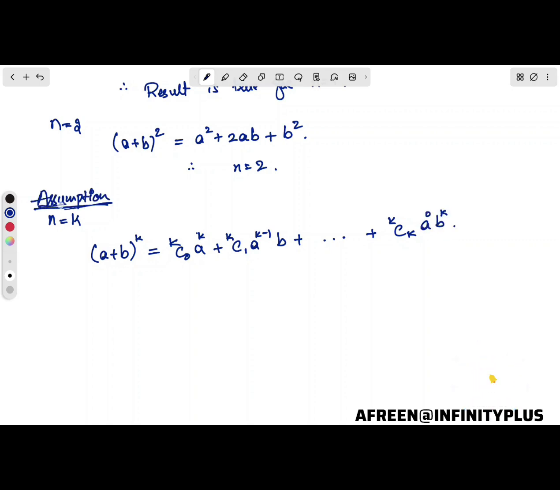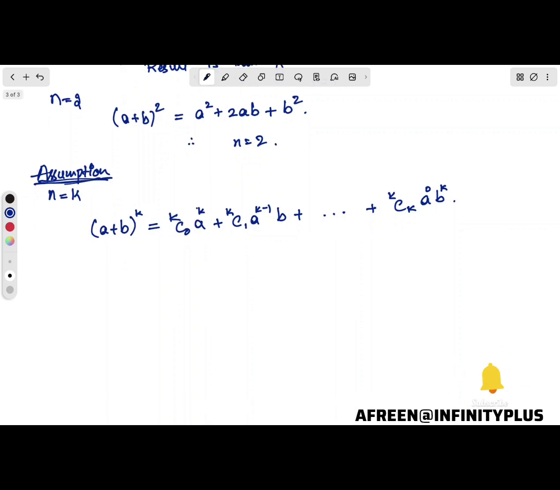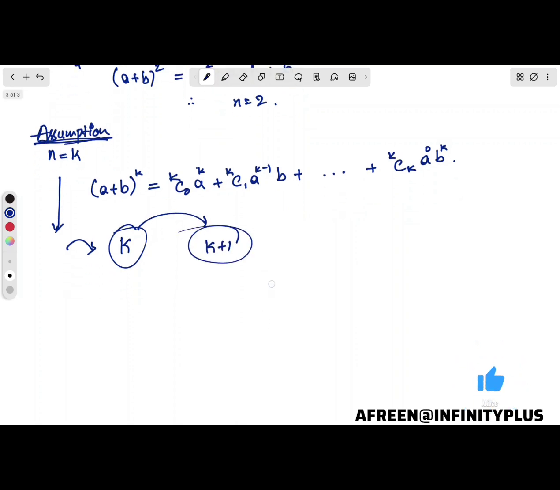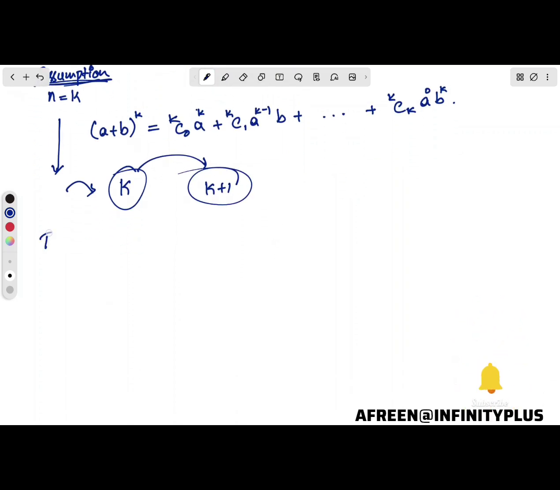Assuming that the result is true for n equal to k, if the result is true for n equal to k value, it should be true for the next value also. So since it is true for n equal to k, we have to prove that it is true for n equal to k + 1 also. So what we have to prove here is that the result is true for n equal to k + 1. So what will it become?